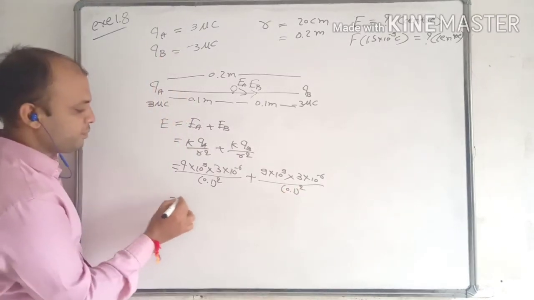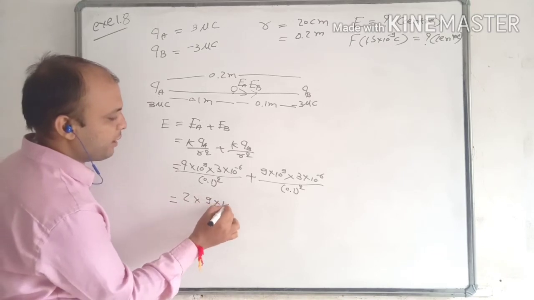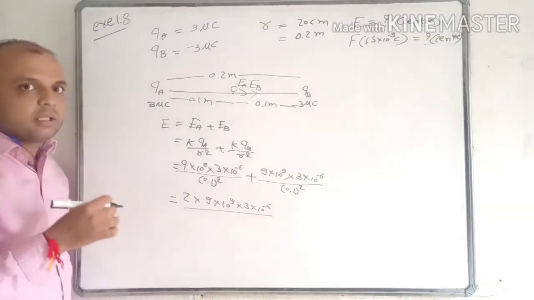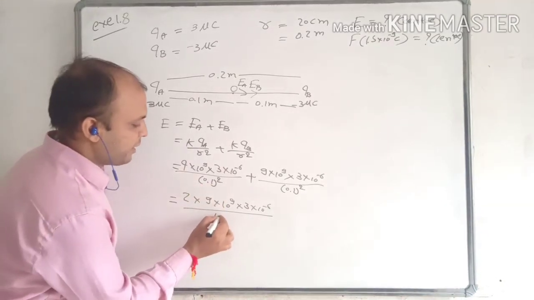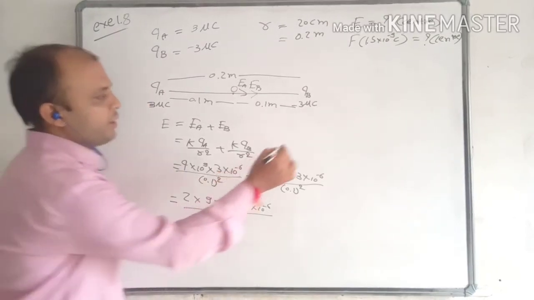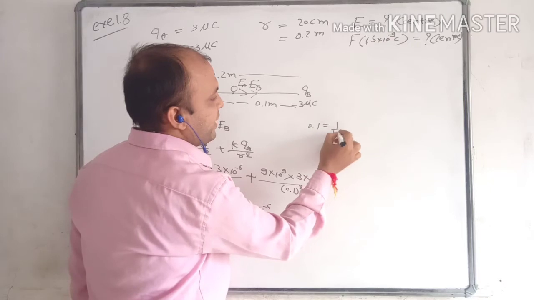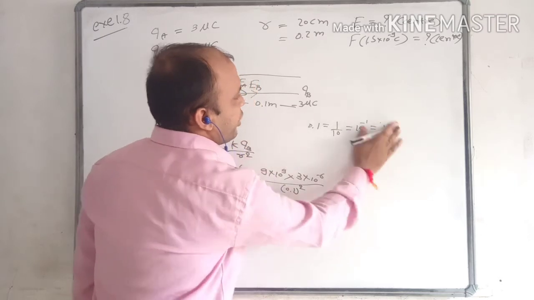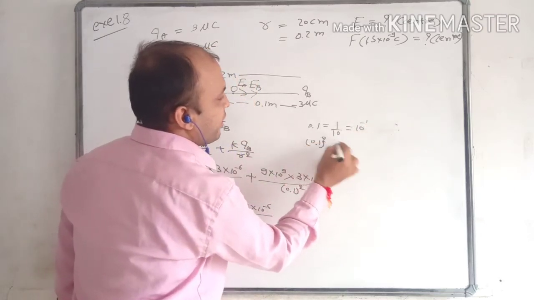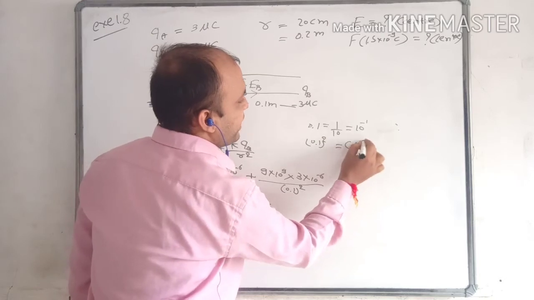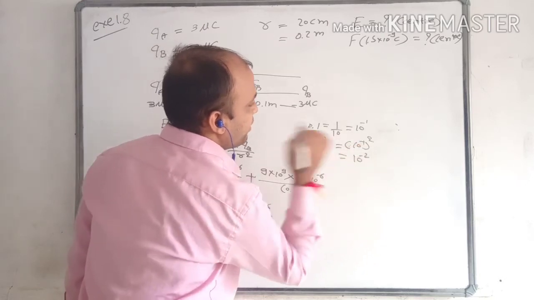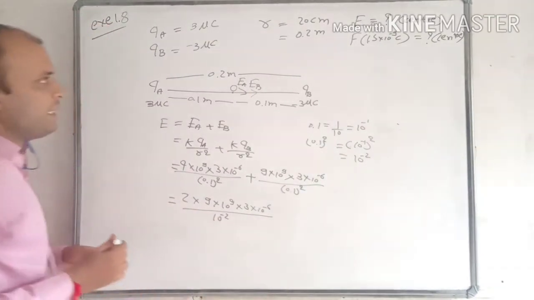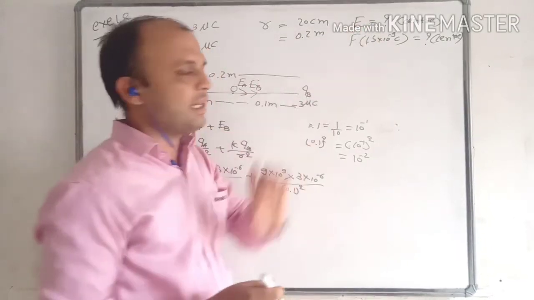So here 2 into 9 into 10 raised to 9 into 3 into 10 raised to minus 6 upon 0.1 square. So this will be 10 raised to minus 2. See, 0.1, that is what? 1 by 10, that is 10 raised to minus 1, so 0.1 square is 10 raised to minus 1 square, that will be 10 raised to minus 2. Okay, so now you have to simplify yourself and find the answer for this electric field.